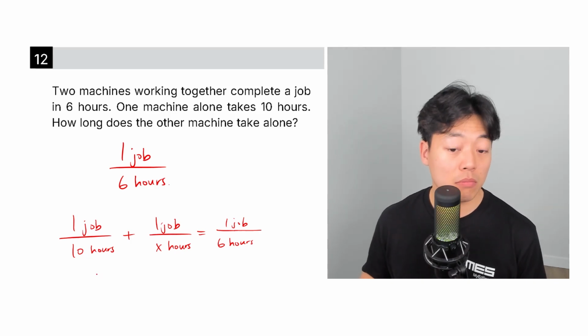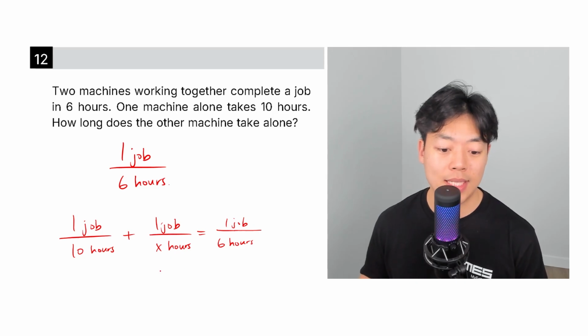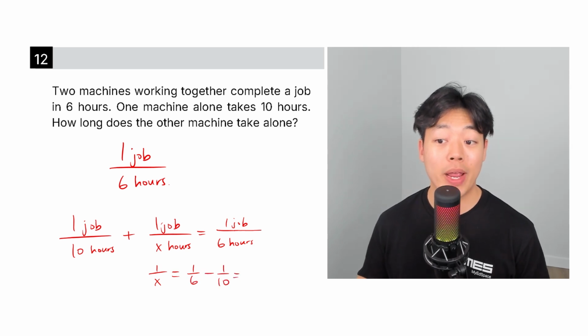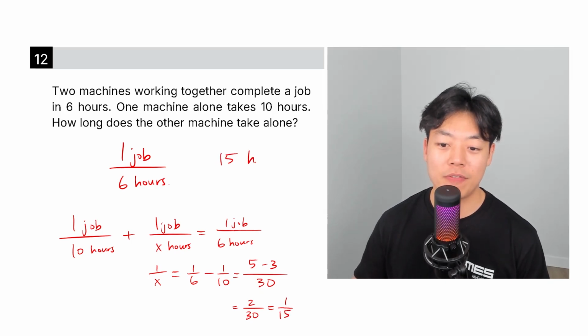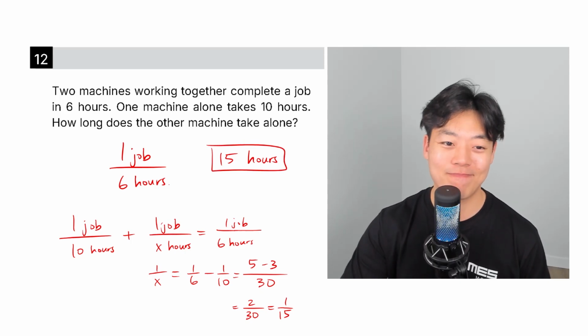Now, this is a simple fraction equation. 1/10 plus 1 over x is equal to 1/6. So 1 over x will equal 1 over 6 minus 1/10. We can look for a common denominator. In this case, that common denominator will be 30. So we have 5 minus 3, which is 2 over 30, which is 1 over 15. Our final answer will be 15 hours. 15 would be your grid-in answer here.